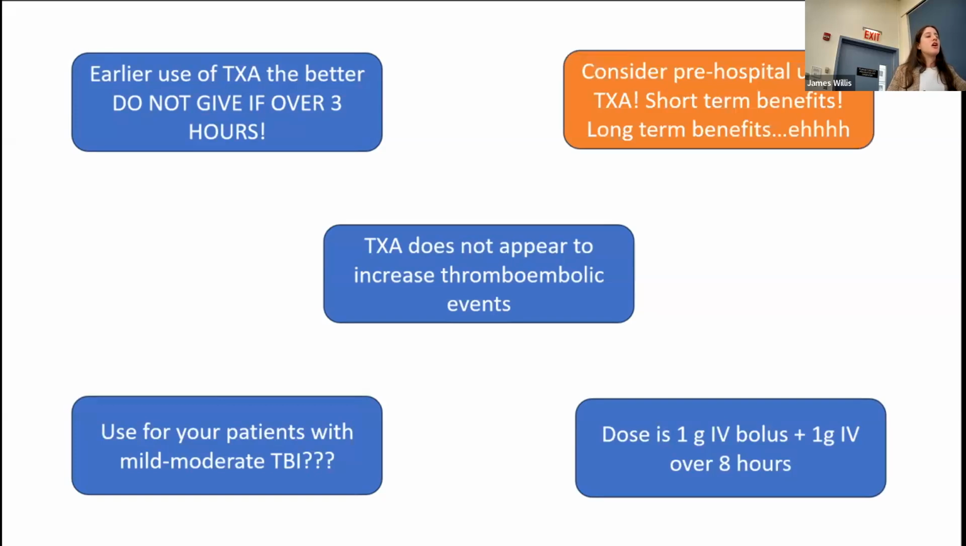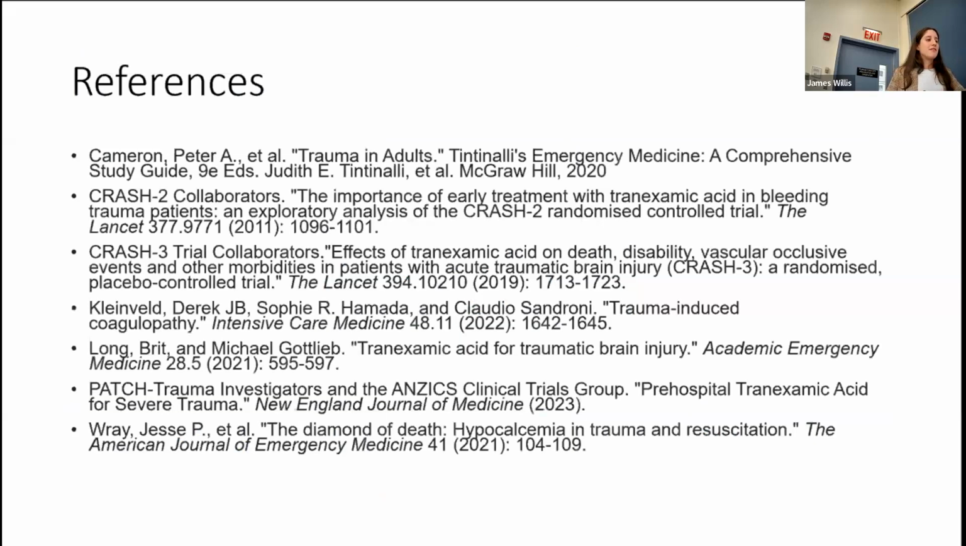And now with the PATCH trauma trial, we can consider this pre-hospital use of TXA, including it in EMS. There are short-term benefits, but the long-term benefits are not clear. These are my references.